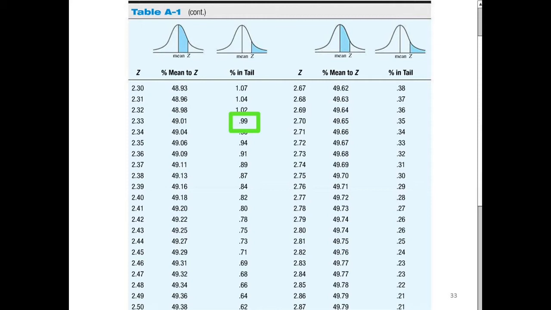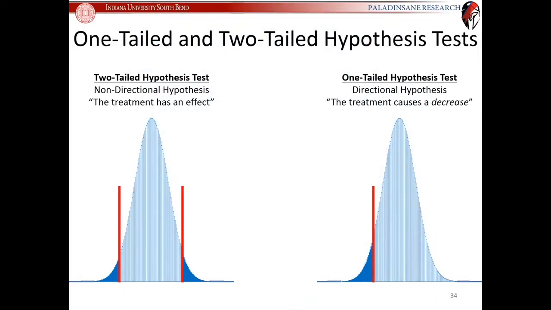We see the z-score associated with that. And our cutoff score for a 1% alpha level for a one-tailed test is 2.33. If it's on the negative side, like this one, it's looking for a decrease, minus 2.33. If it was looking for an increase, positive 2.33.